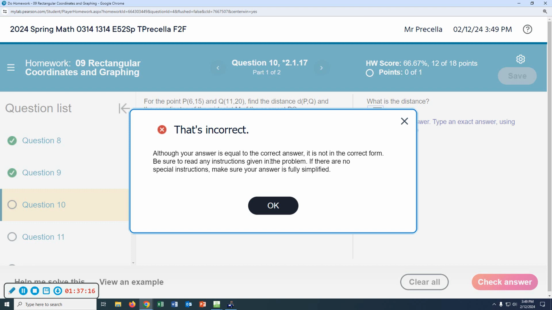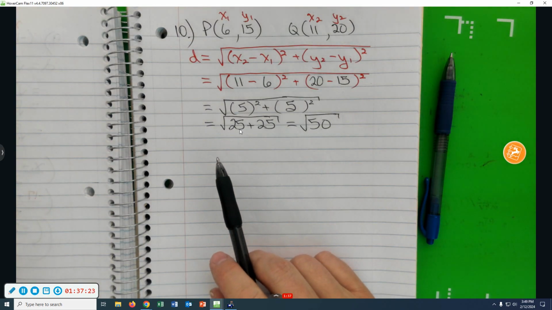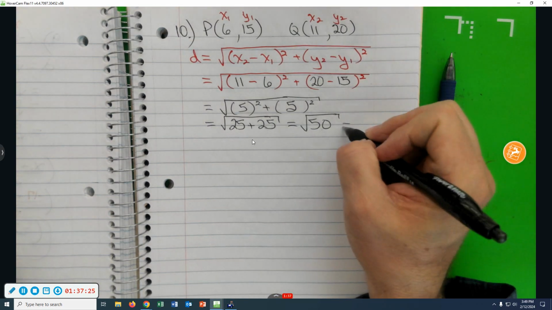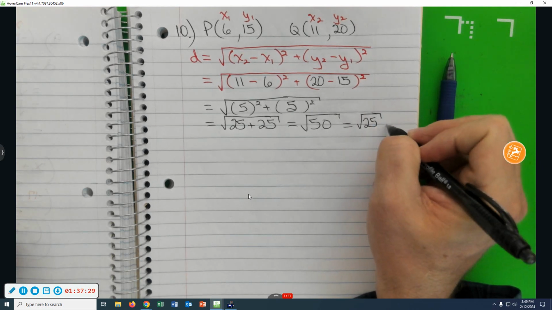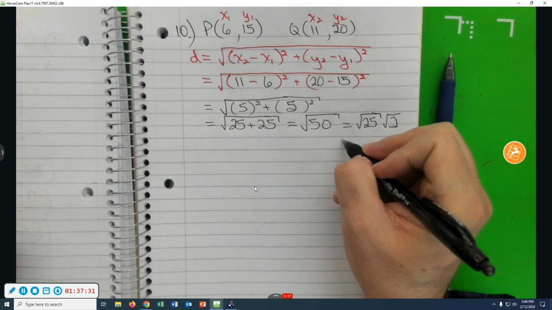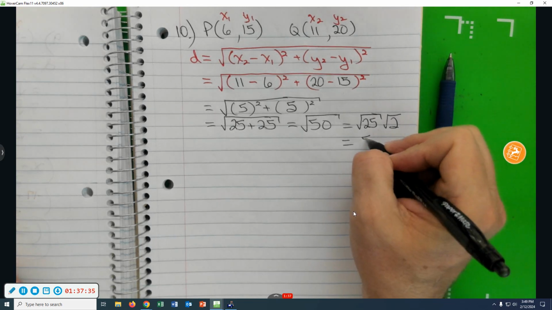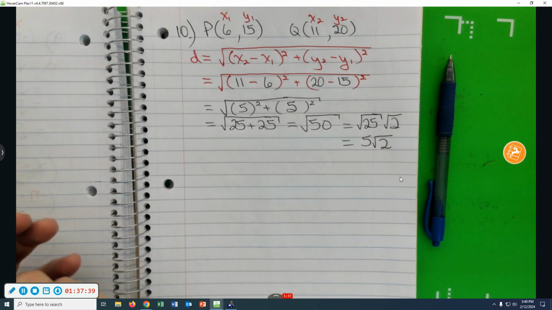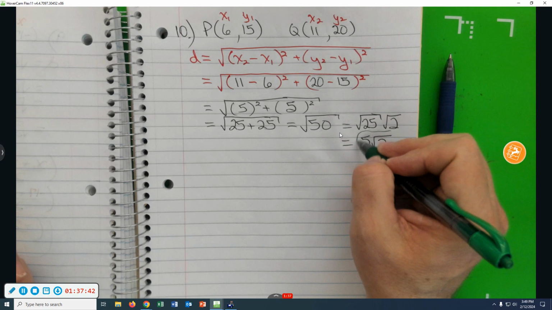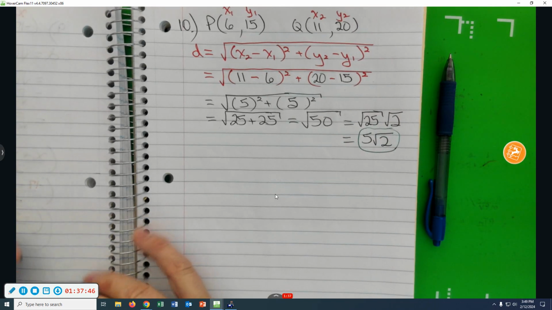Make sure your answer's fully simplified. What's the largest perfect square that divides evenly into 50? I'll give you a hint. Yeah, 25. So you're thinking of it as the square root of 25 times the square root of 2, and the square root of 25 is 5, so 5 square root of 2 is the distance. So it'd be close to 7. It's 7.1 or so.